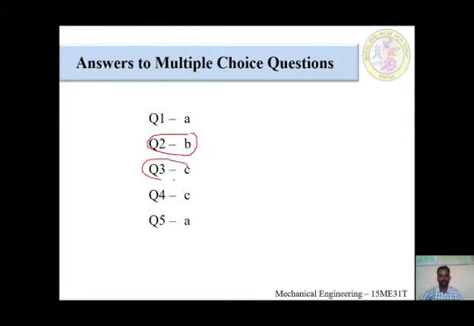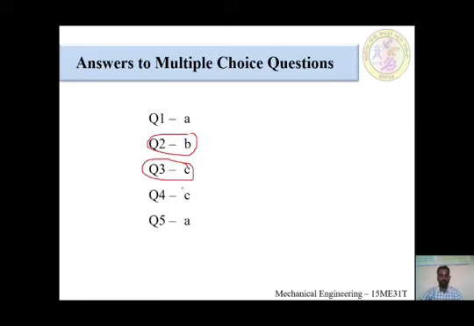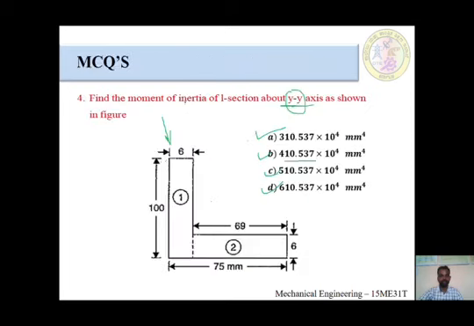Third answer is C. What is the question? Find the moment of inertia of the T section about the y-axis. Which answer did we get? The C value, 172 centimeter raised to 4. And for the fourth question we also get the C answer. Fourth question: find the moment of inertia of the L section about the y-axis. This answer is also C, 510.537 into 10 raised to 4 millimeter raised to 4.